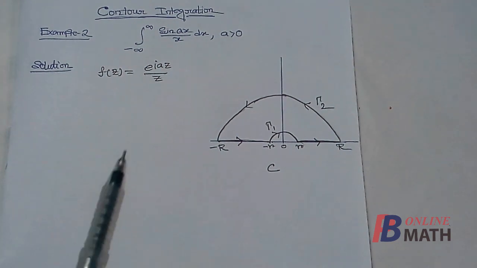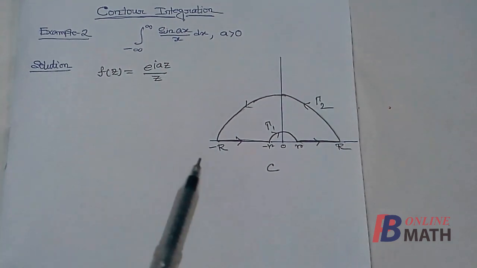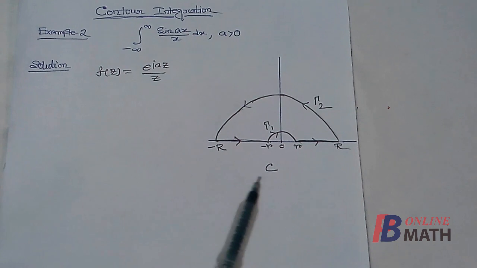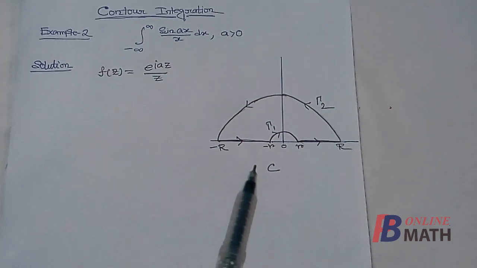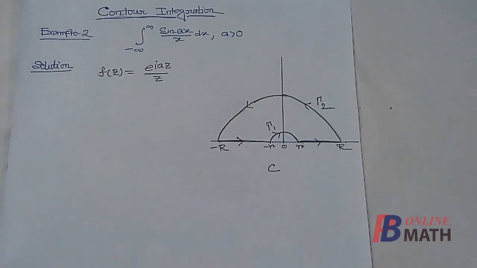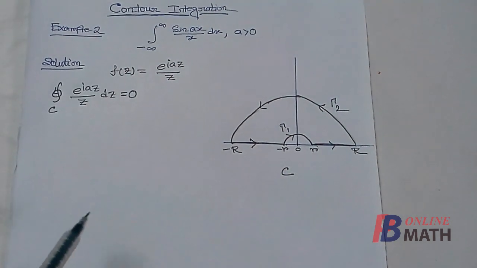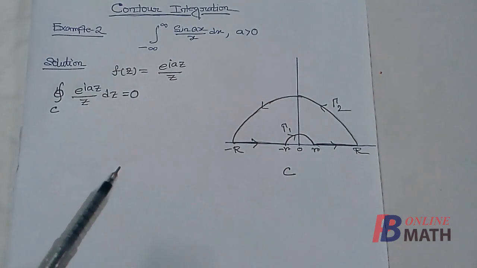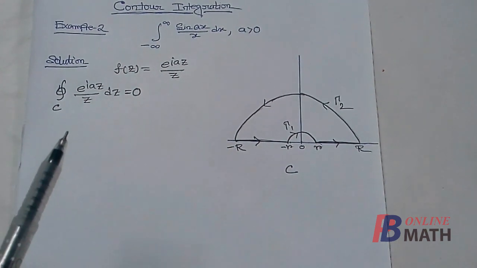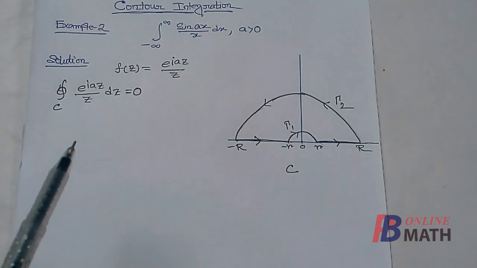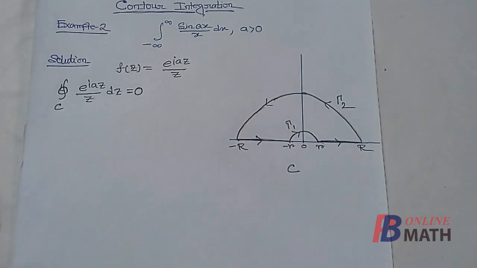Now we find that the function f(z) is analytic within and on this contour C, because the only singularity z equal to 0 lies outside the contour. So by Cauchy's fundamental theorem, we can state that the value of this integral along the contour C is equal to 0.